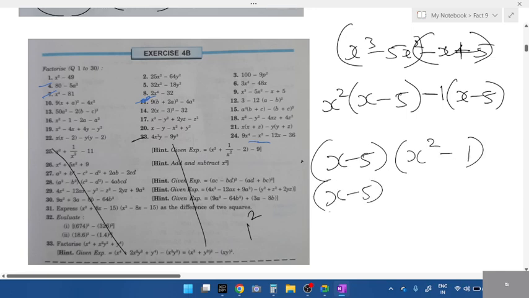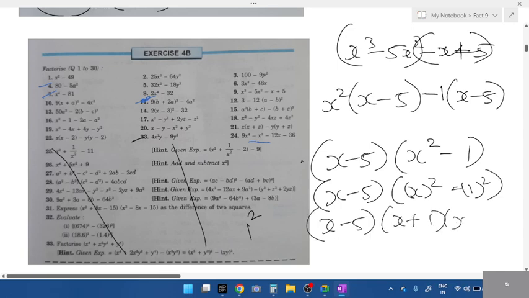And in the bracket, where can we apply a square minus b square? See, 1 square, what is 1 square, student? Yes, x square minus 1 square. Can I write it like this? Some students will just leave it as it is. Remember this concept. x minus 5. What is a square minus b square? x plus 1 and x minus 1.